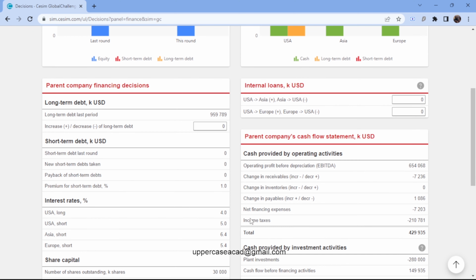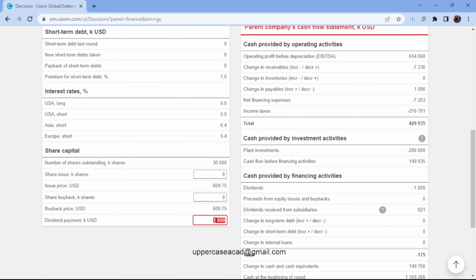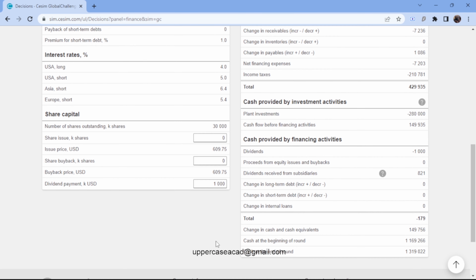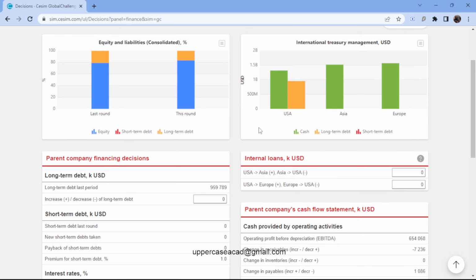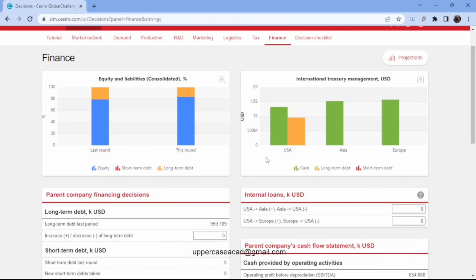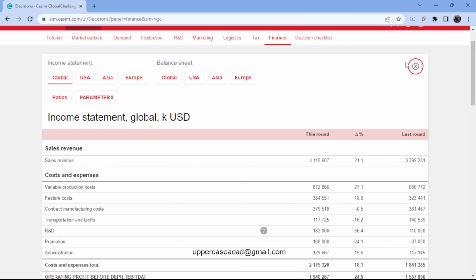Now with this, we projected to pay 1,000, because in the previous round we had paid. So again, we will pay 1,000. Then in terms of our market structure, we can see that our finance position is okay, because we don't have any short-term loan. Then let's look at our projections.